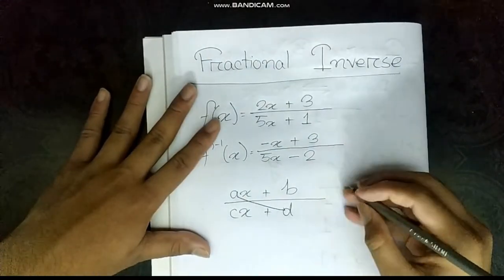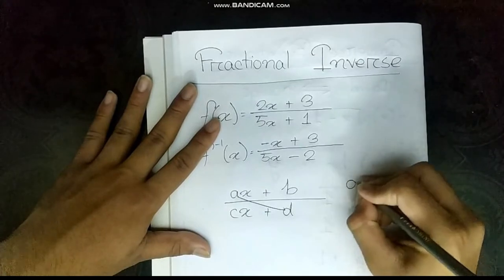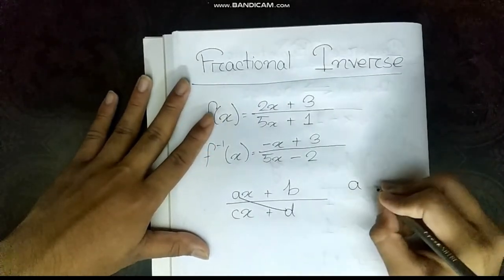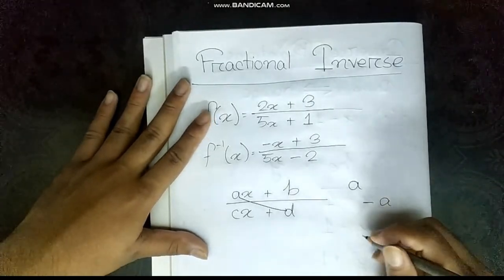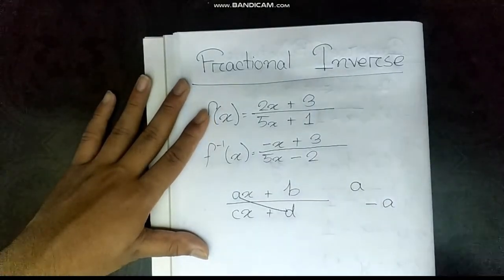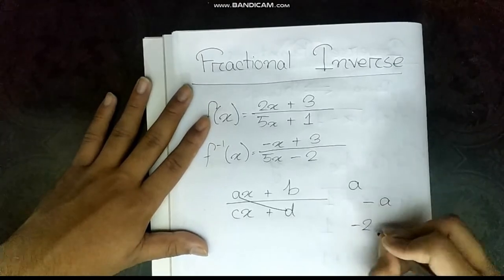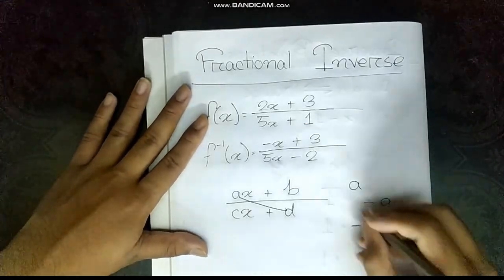Now what is the additive inverse? Suppose the value is a, the additive inverse will be minus a. So just put the opposite sign with it. And if there is minus 2, its additive inverse will be 2.